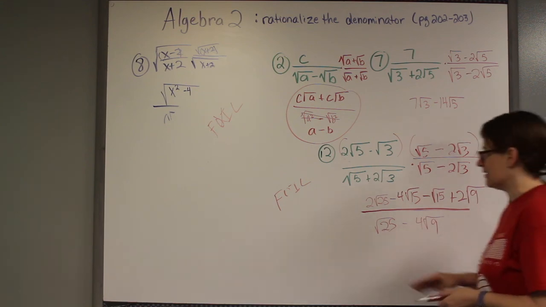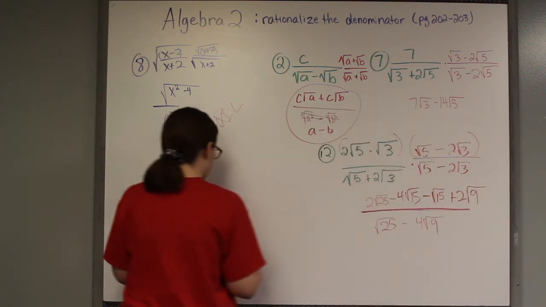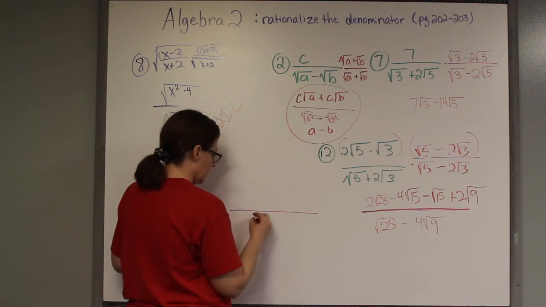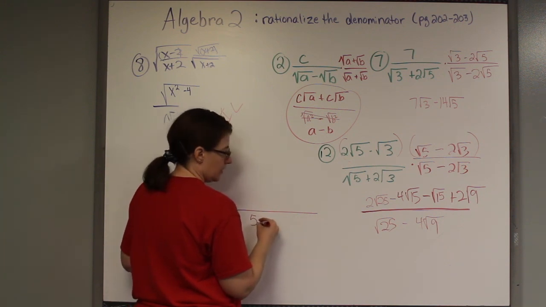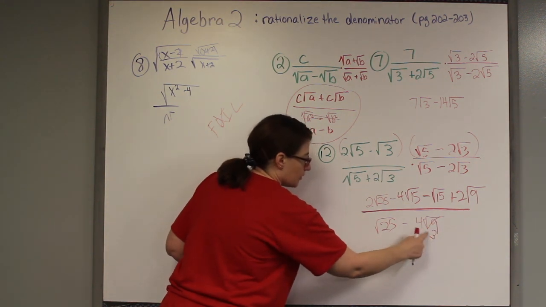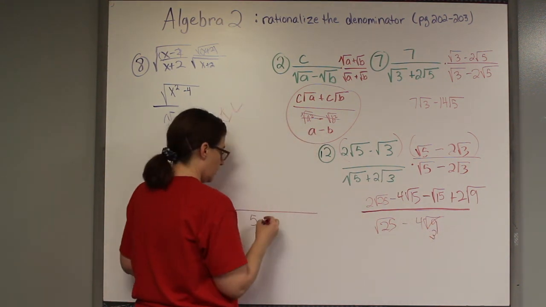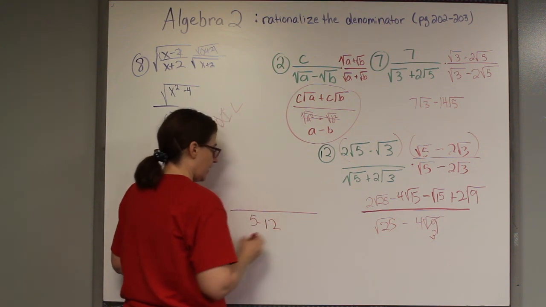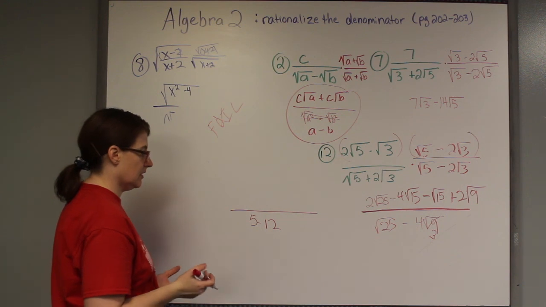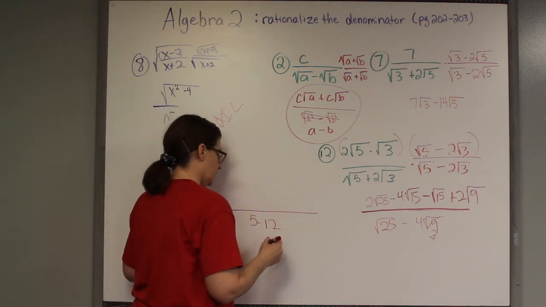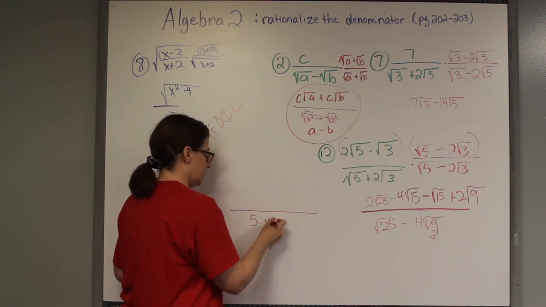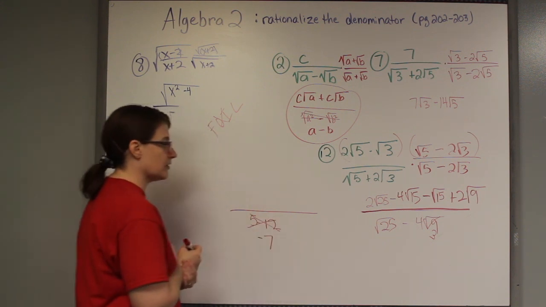We need to simplify that. All right, I guess I will move it over here and simplify. On the bottom, square root of 25 is 5. Okay, square root of 9 is 3, and 3 times 4 is 12. So that's 5 minus 12, which would be 7. Okay, a negative 7. You can put the negative there or outside or whatever. But that's what we have left on the bottom.